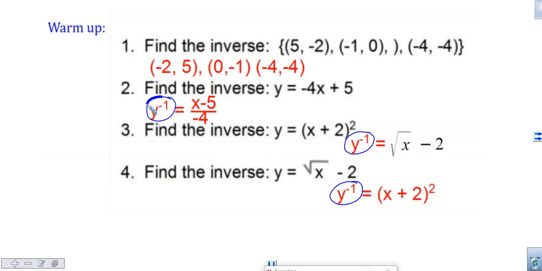Make sure that you put y to the negative 1, or the inverse of y, when you write your answers. I didn't really stress that yesterday, and I should have. So make sure that you do that from here forth. Whenever you write the inverse function, put y to the negative 1 or f to the negative 1 of x. Okay? So just pause if you need to slow down and keep going. And we're going to move forward.